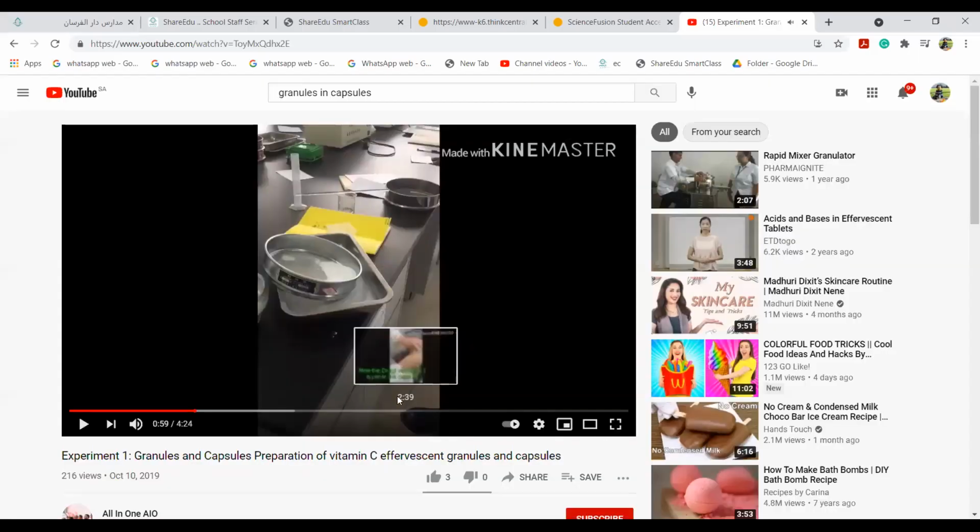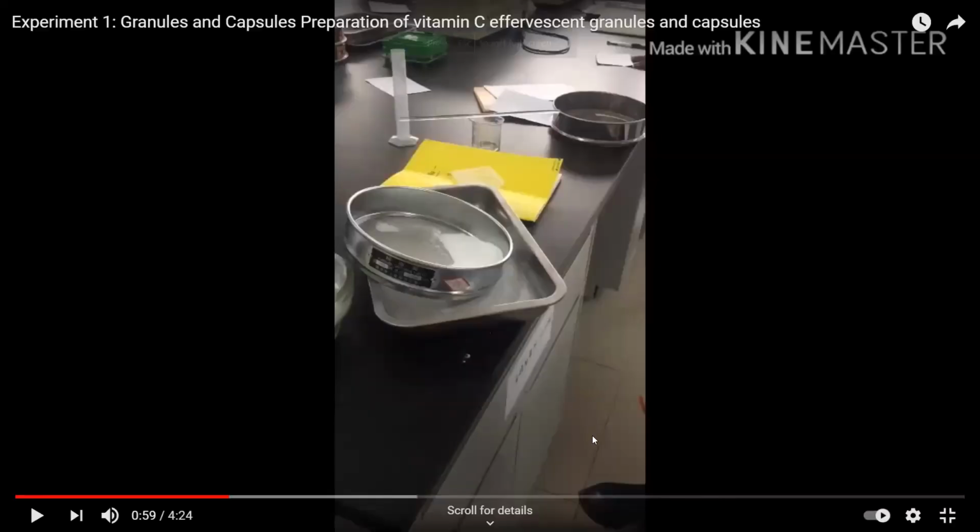So this is how we use our labs and we make things. It's really interesting. There was a year when we had cosmetology. We used to make lipsticks, nail polishes, creams, lotions, soaps. So all this is interesting.